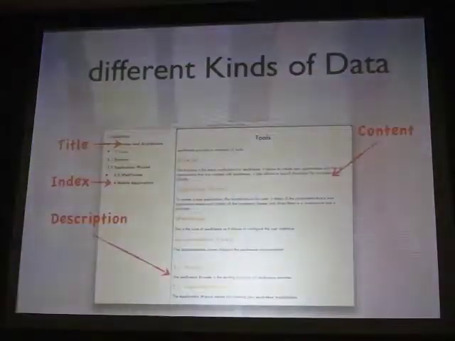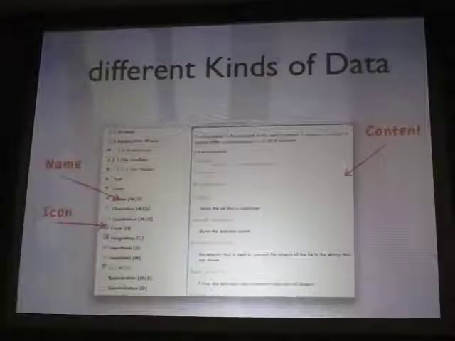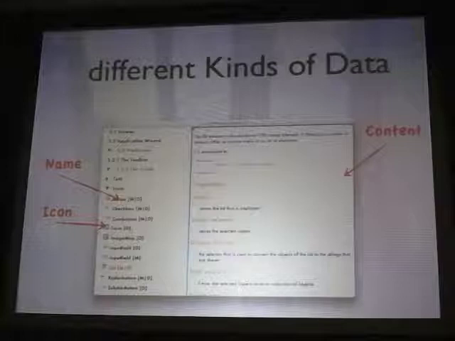So if you look at the documentation, you have a chapter with a title, index, a description, and content. The description, for example, is used if you have subchapters and you want to give a short summary of all the subchapters at the bottom of your documentation. What we also do is we describe the elements that you can add to your document. And these elements have a name, they have an icon, and they have some content again.